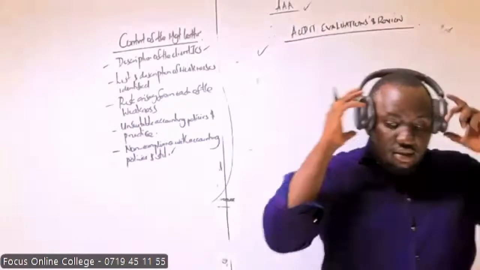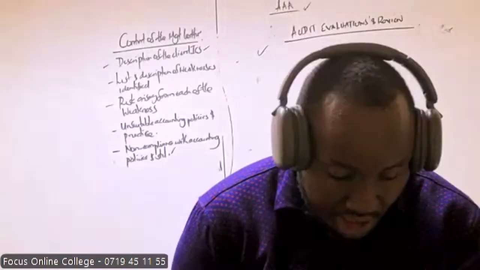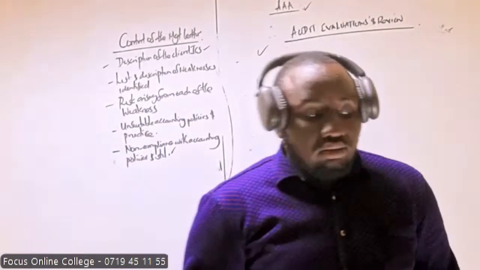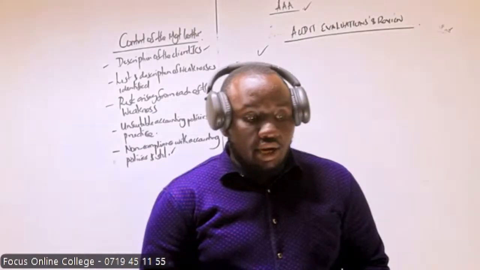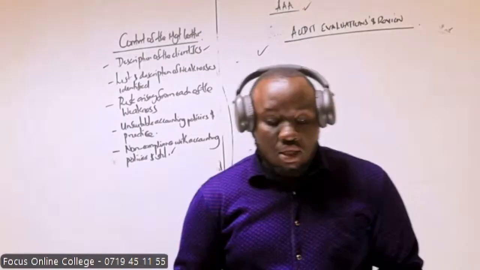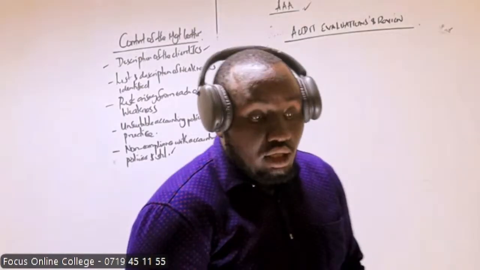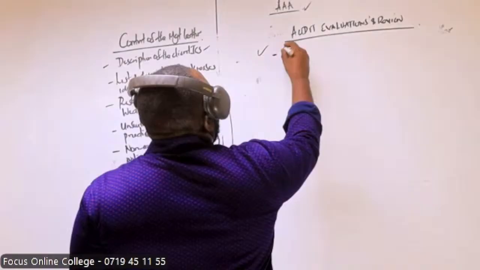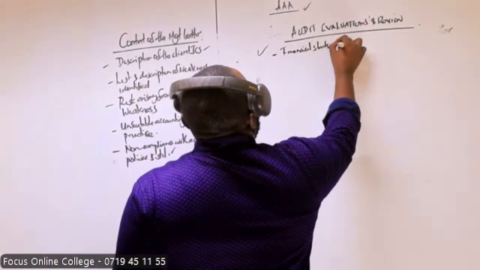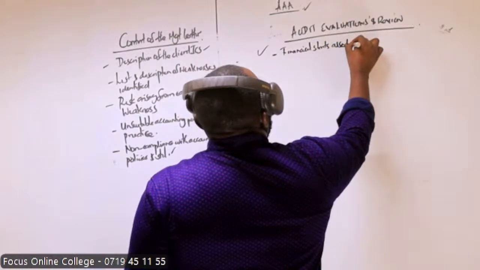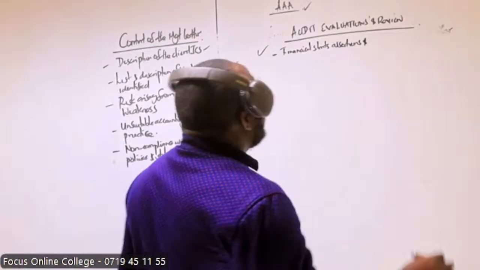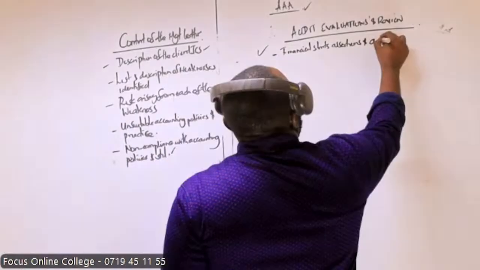So in this topic, this is a very, very good topic. Some of the things basically emanate from this altogether. So just a recap of what you need to understand. Under audit evaluation and review, we have financial statement assertions and audit procedures. So you're going to discuss financial statements assertions and audit procedures.